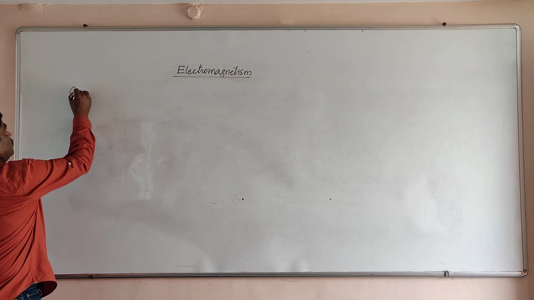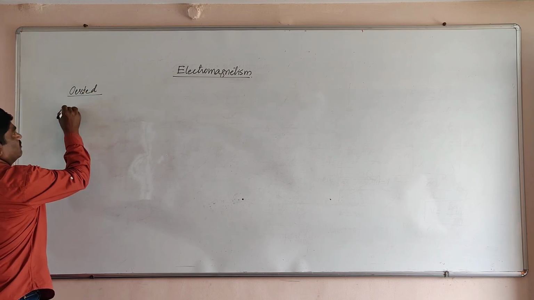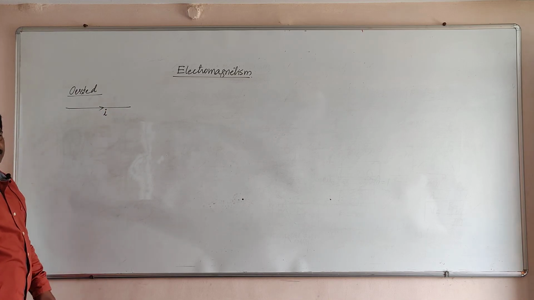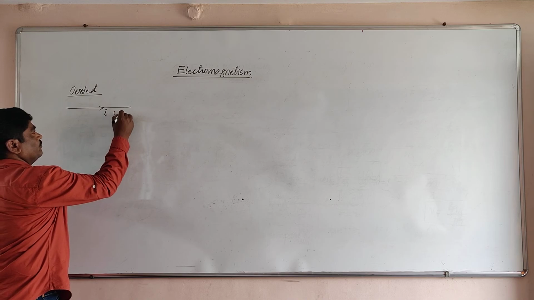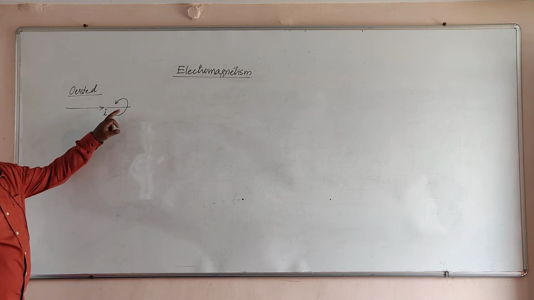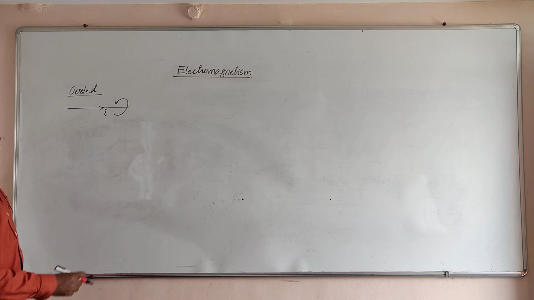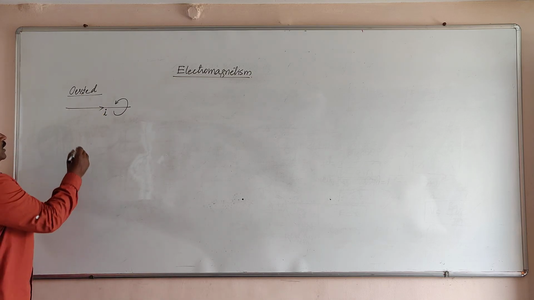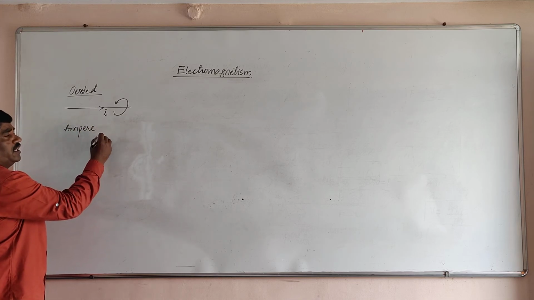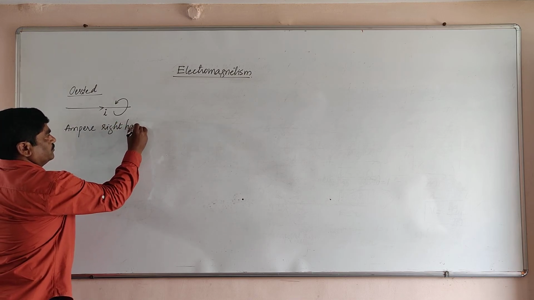So according to Ørsted, he explained that whenever a conductor is carrying an electric current, it forms a magnetic field around that conductor. A conductor carrying an electric current forms a magnetic field around that conductor. So it is explained by Ørsted. But the direction of the magnetic field is given by Ampere by his right hand rule.